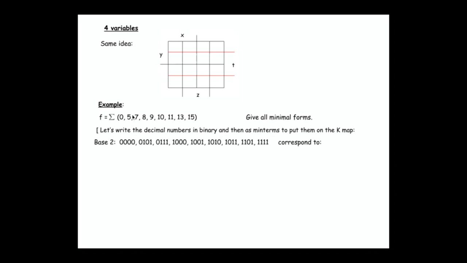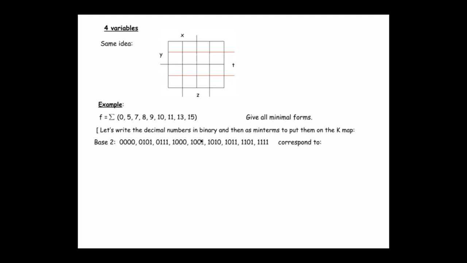So we're simply going to convert these decimal numbers into binary. 0, 5 is 4 plus 1, 7 is 4 plus 2 plus 1, then 8, then 8 plus 1 is 9, then 8 plus 2 is 10, then 8 plus 2 plus 1 is 11, and then 8 plus 4 plus 1 is 13, and then 8 plus 4 plus 2 plus 1 is 15. Okay.